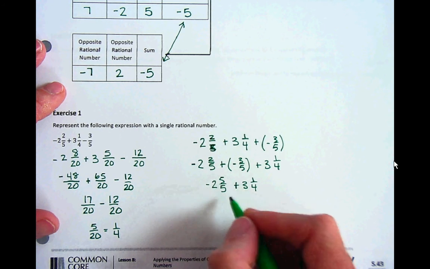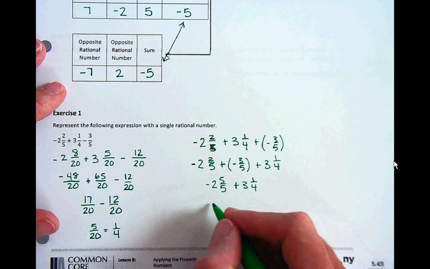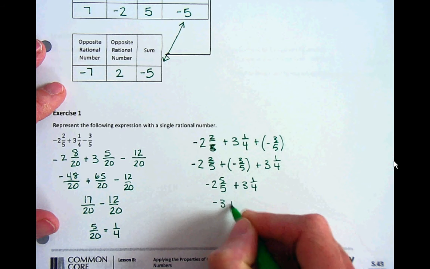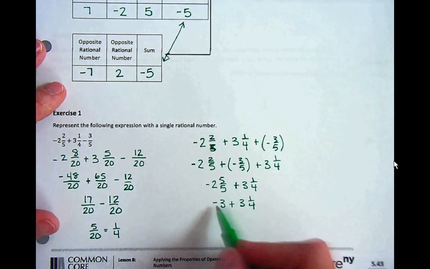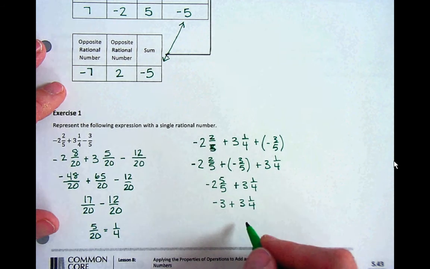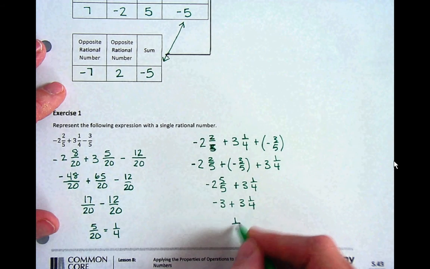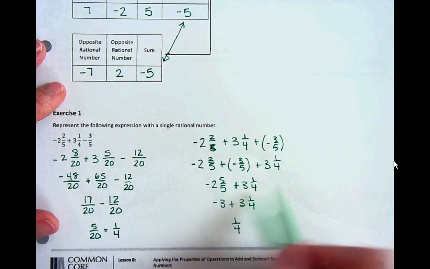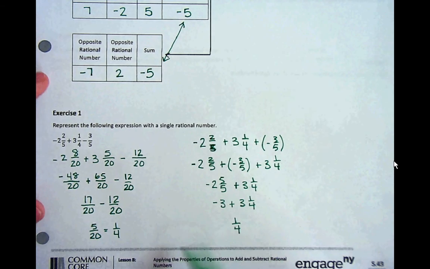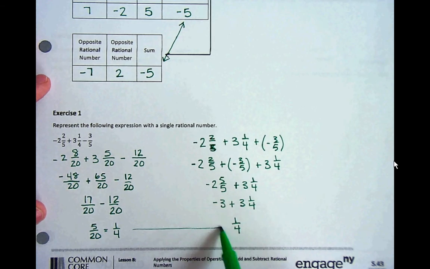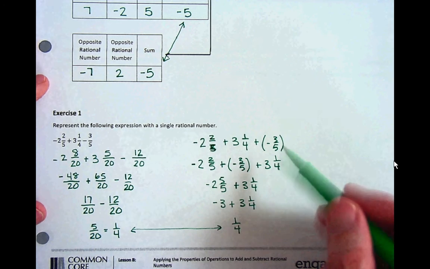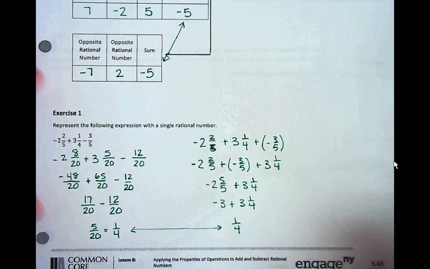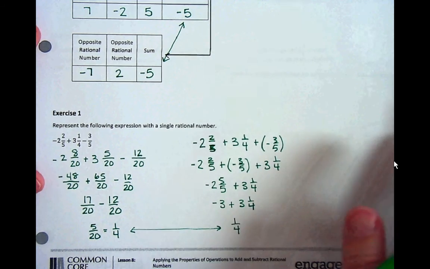Well, minus 2 and 5 fifths is minus 3, plus 3 and a fourth, and 3 and minus 3 cancel each other out as 0, so we're left with 1/4. So in this case, I didn't even have to come up with a common denominator. But notice that both methods end up with the same result. It's just that this might have been a little bit easier because we didn't have to come up with a common denominator. All right, let's go ahead and take a look at the back side of that.